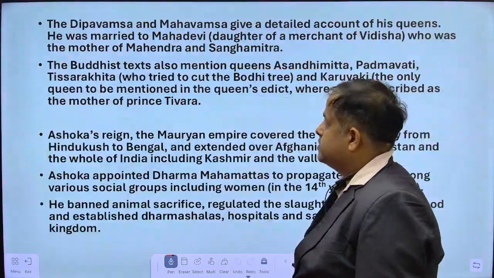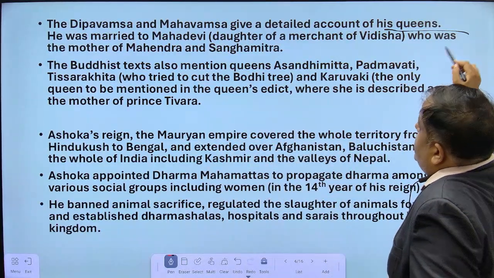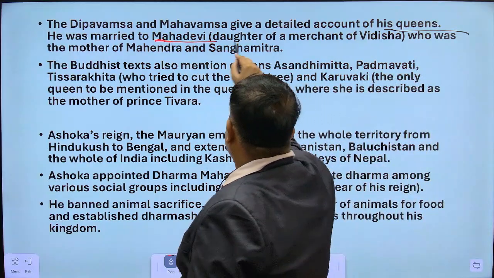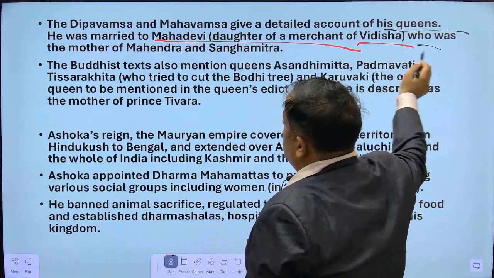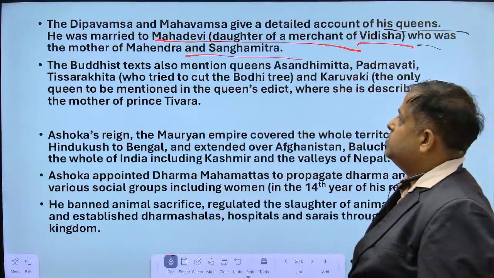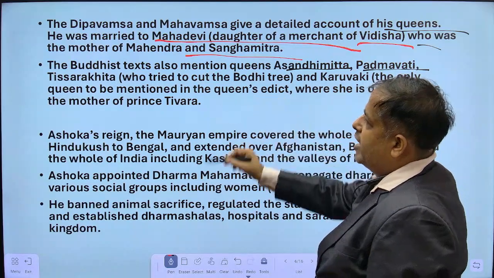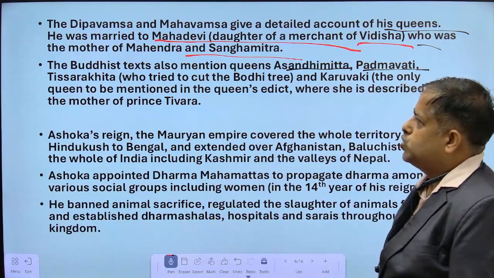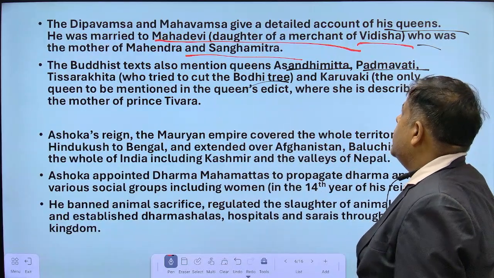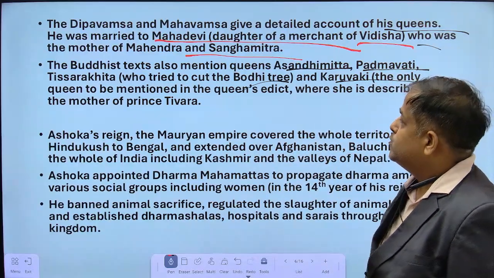Okay, focus on this. The Deepavamsa and Mahavamsa give a detailed account of his queens. He was married to Mahadevi, underline this one beta. She was the daughter of a merchant of Vidisha, who was the mother of Mahendra and Sanghmitra. Buddhist texts also mention the queens Asandhimitra, Padmavati, and Tissarakkha. Beta, Tissarakkha, who tried to cut the Bodhi tree, underline this one. Very important fact for you. And Karuvaki. Karuvaki is the only queen mentioned in Ashoka's inscriptions.